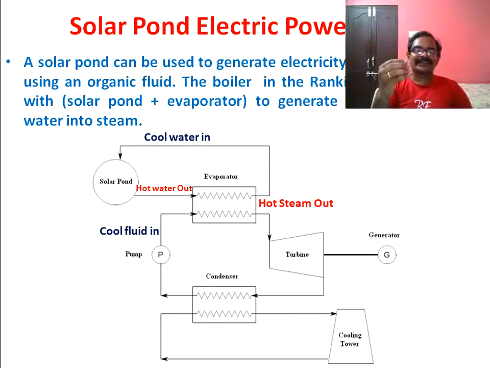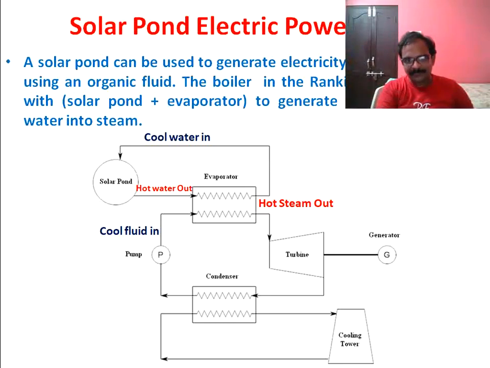Now because of this temperature difference, the heat will flow from the hot water to the cold freon, and this cold freon will become hot steam. The boiling point is around 50 to 60 degrees centigrade, and we are sending 70 to 80 degrees centigrade hot water from the solar pond into the evaporator. The freon flowing through the evaporator will receive the heat energy from the hot water coming from the solar pond, and this freon will be converted into vapor.